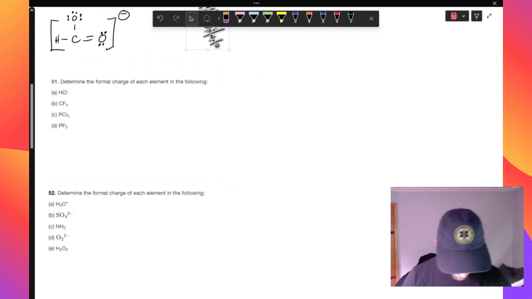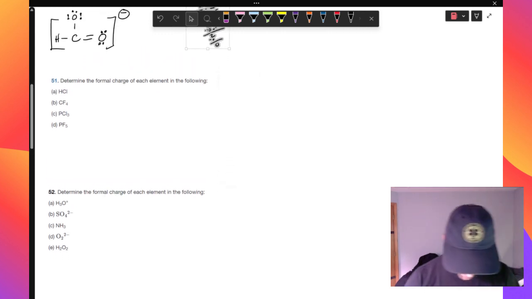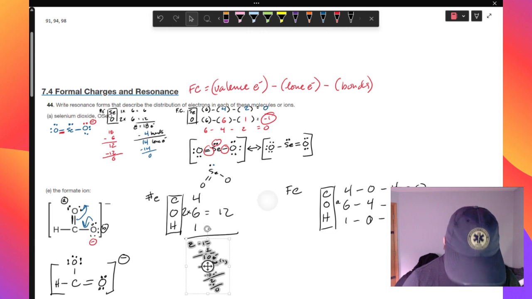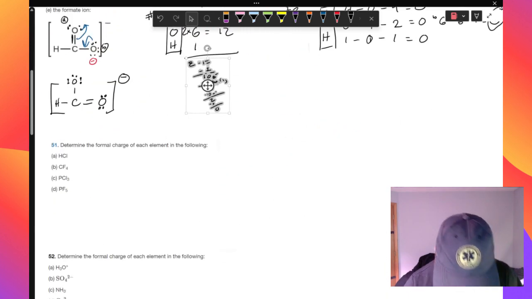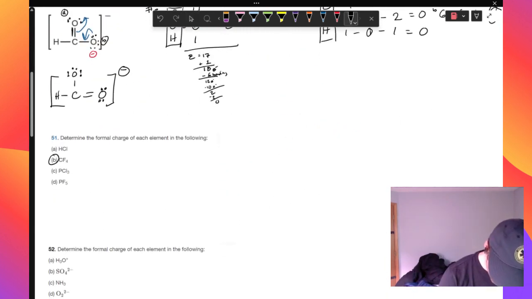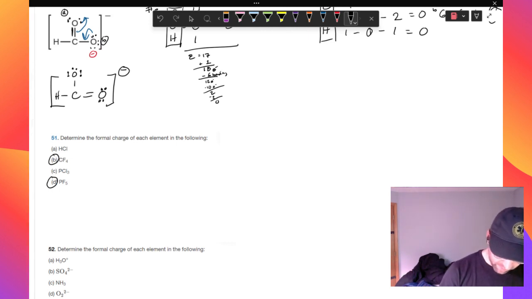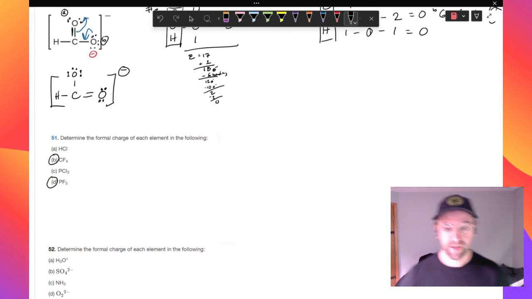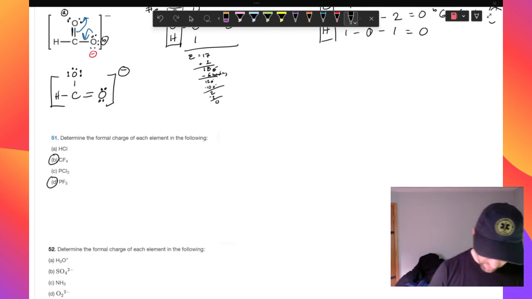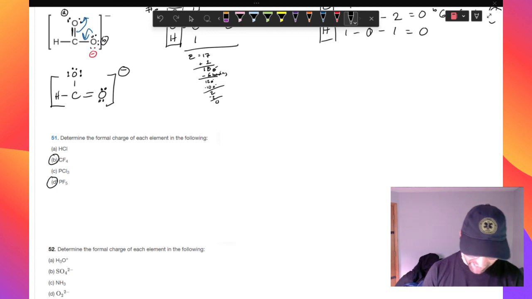Moving on. Question 51. Determine the formal charge of each element in the following. And we're just doing B and D. All right. So carbon tetrafluoride. Pull up my periodic table here. Determine the formal charge of each element in the following.